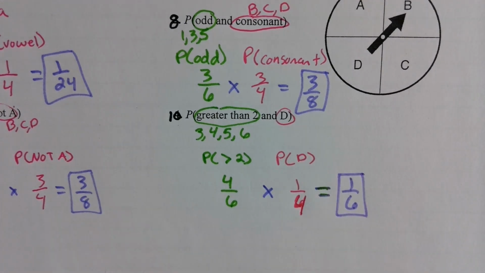All right, the next page, page 37, is your homework. That's what you're working on right now. You've got plenty of time. You've got 32 minutes to be able to work on it.